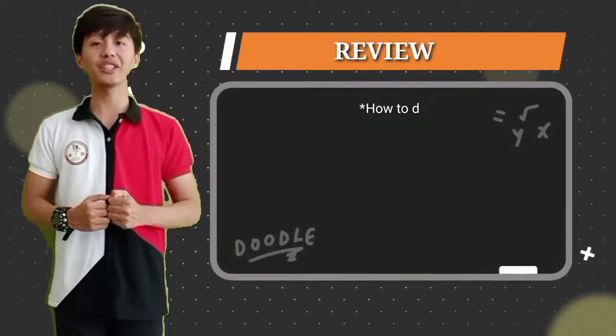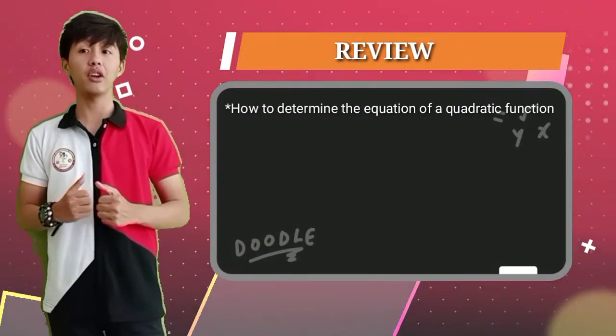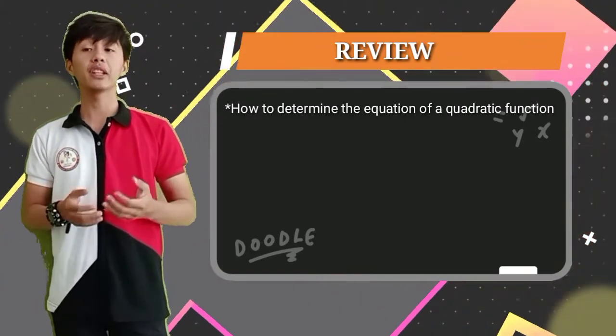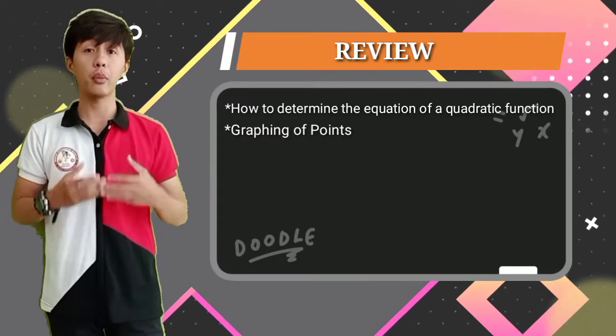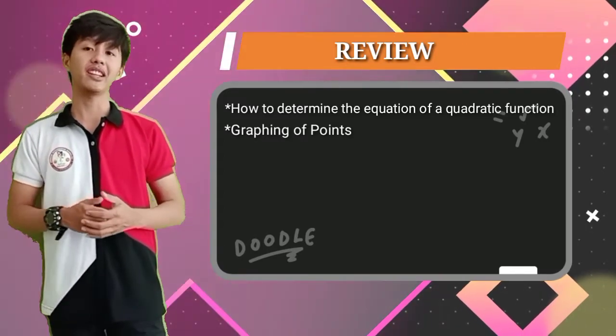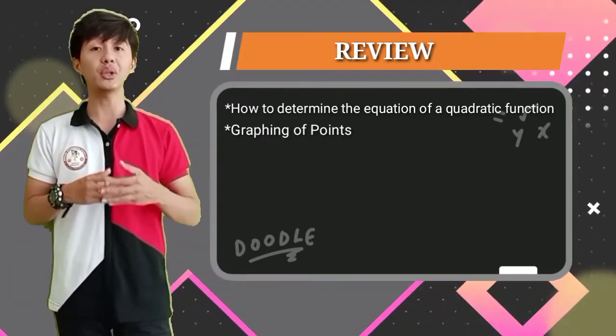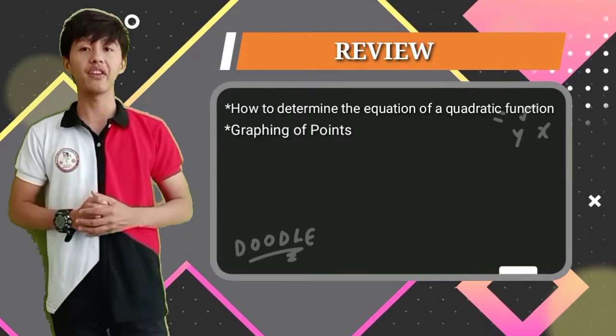Before, you learned how to determine the equation of a quadratic function given the table of values. In regards, we also had the graphing of points from the Cartesian plane. So today, we will learn a new topic which is direct variation.